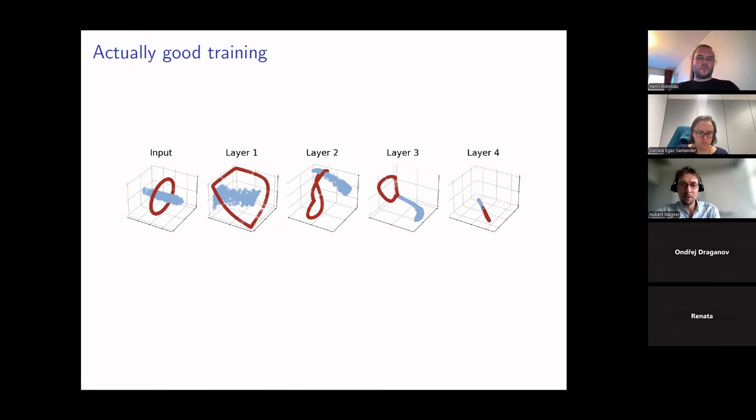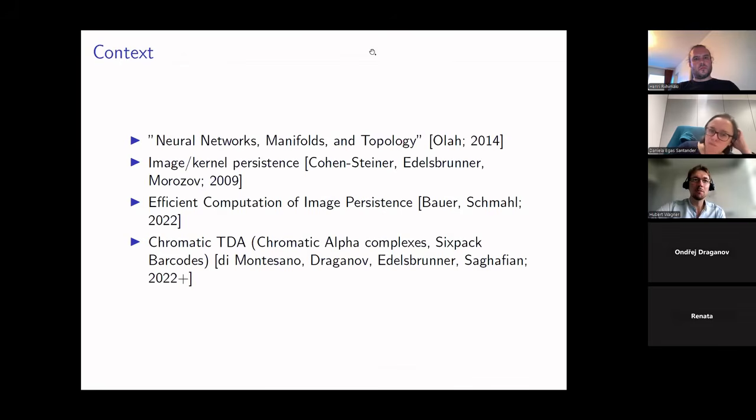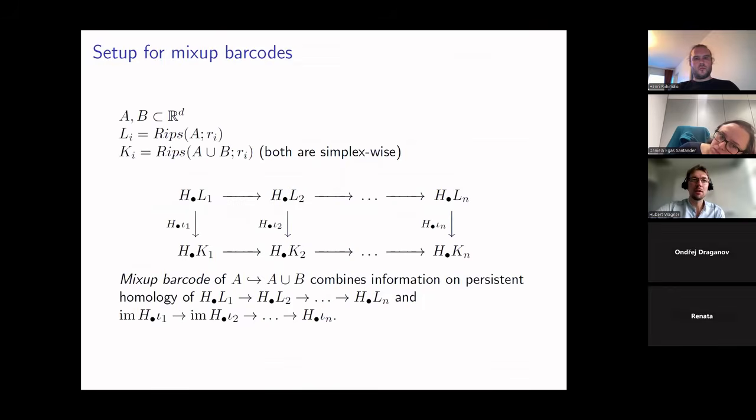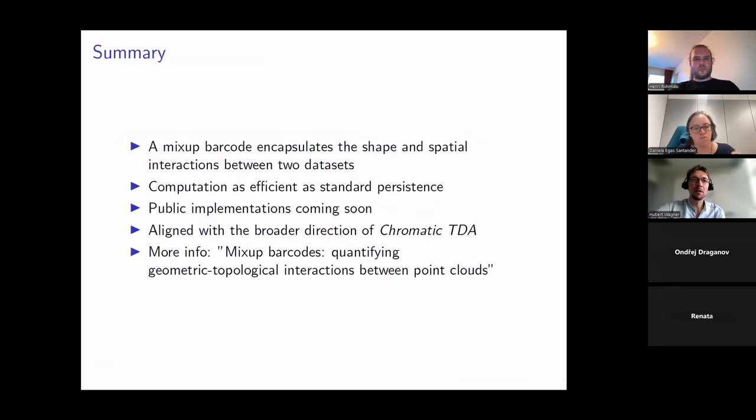Okay, cool. Could you send a link to that paper or the title of that paper in the chat, maybe, or just say it, whatever is easier. Yeah, let me show it. So if you look for this, you should be able to find it. It's on arXiv. If you look up mixup barcodes, I think this is the only paper mentioning it. Okay. Yes, found it. Great.